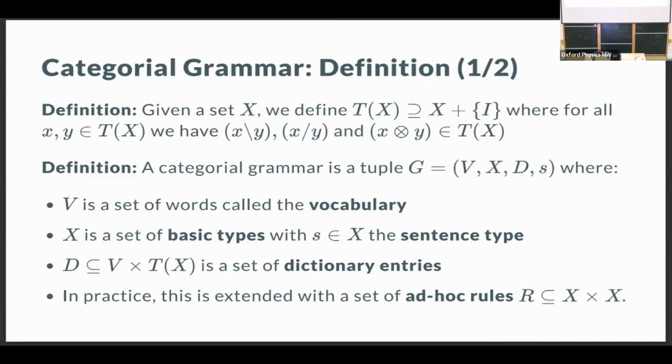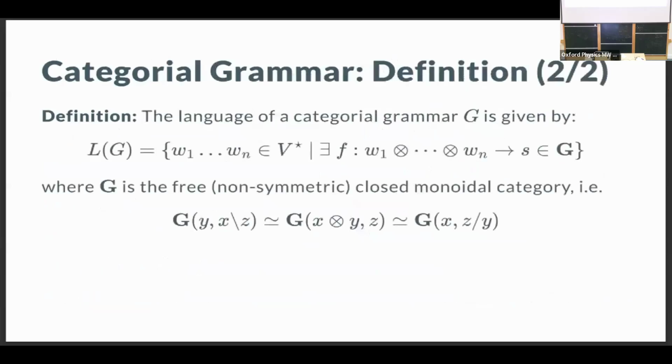And then in practice, people also add a bunch of ad hoc rules, so just ways of turning one type into another. So that's a categorical grammar. So that's the data you need. And then from this data, you define the language of the categorical grammar as the set of strings that come with a morphism from that string of words to the sentence type. And this morphism lives in a free monoidal closed category, where the generators are your words with your dictionary entries.